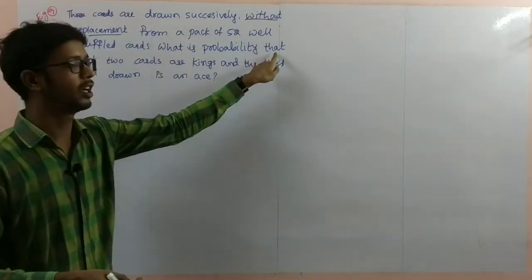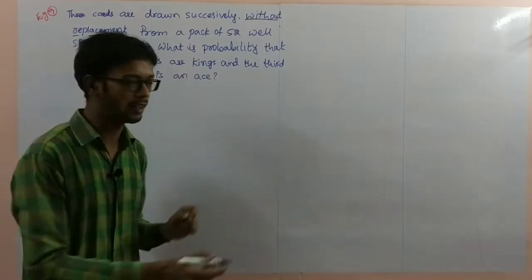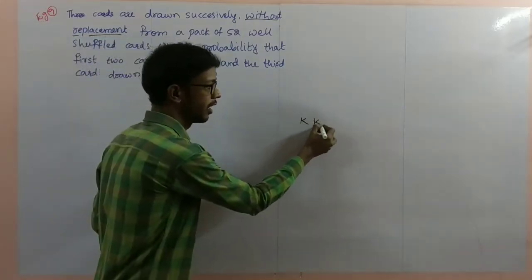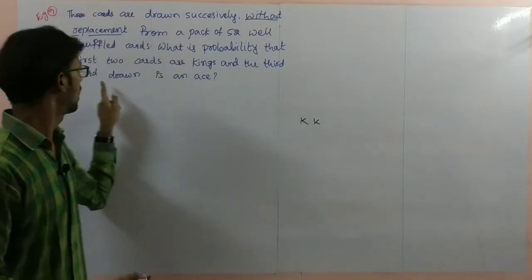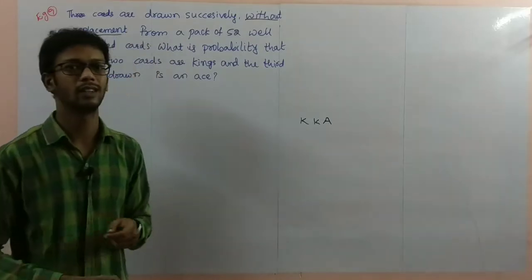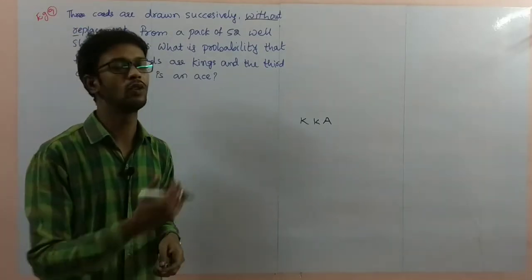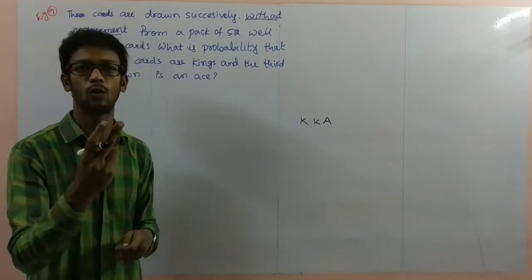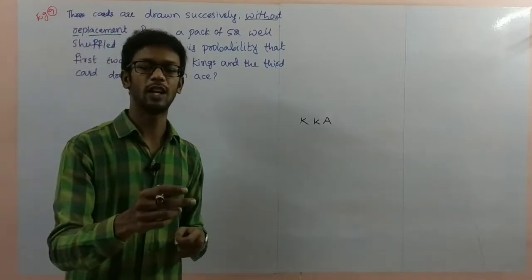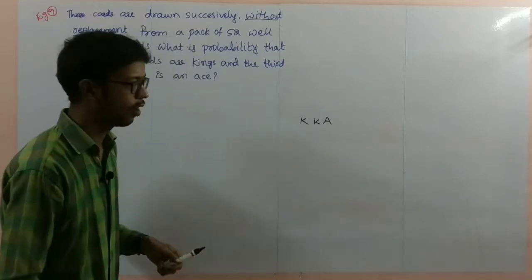What is the probability that the first 2 cards are kings, King, King, and the third card drawn is ace? So more than 2 events are there. By using the multiplication theorem, we have 2 theorems: one for 2 events, and one for more than 2 events. Here we have more than 2 events, so we have to find the probability.